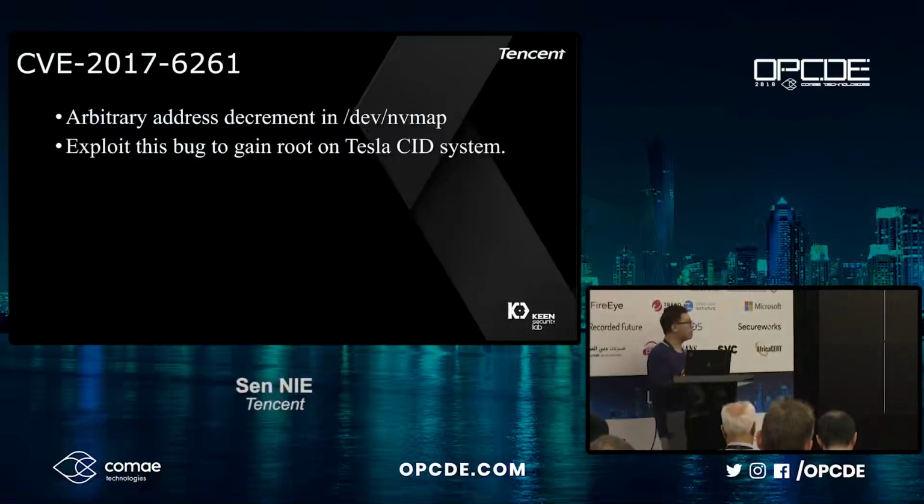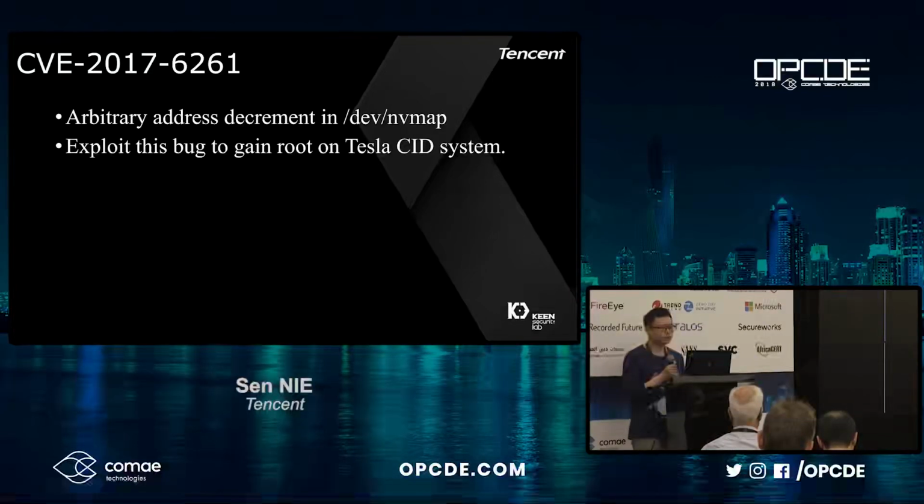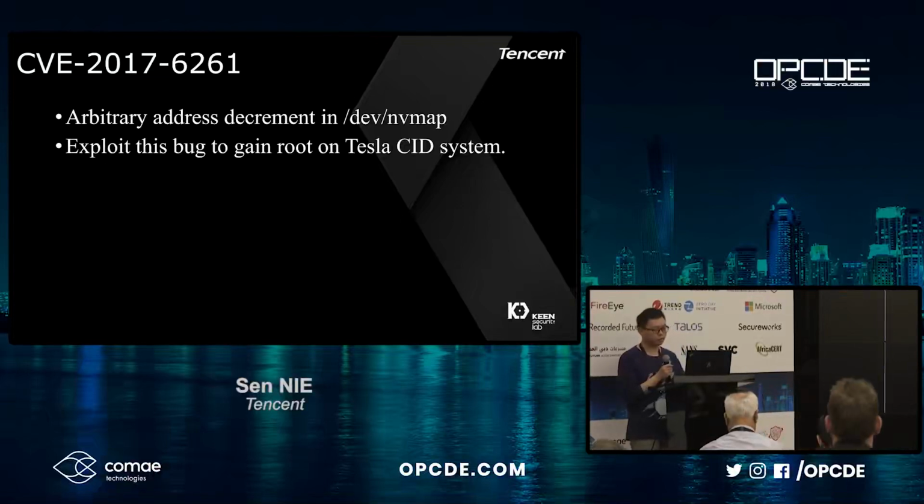This is another vulnerability. This vulnerability is what we reported to Tesla. It can be used to gain root on the Tesla infotainment system. Actually, it's an arbitrary address decrement in the /dev/nvmap driver module.